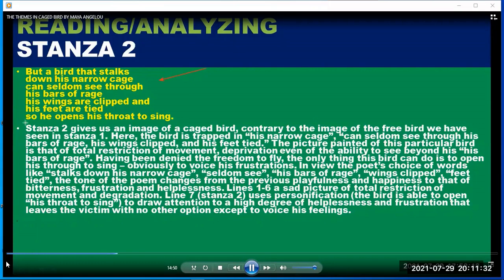But a bird that stalks down his narrow cage can seldom see through his bars of rage. His wings are clipped and his feet are tied, so he opens his throat to sing. This gives us an image of a caged bird, contrary to the image of the free bird in stanza 1. Here we look at a bird that is trapped in his narrow cage, can seldom see through his bars of rage, his wings are clipped and his feet are tied.